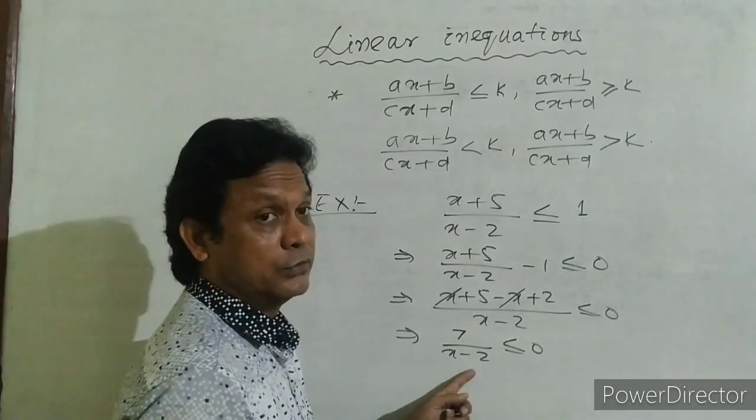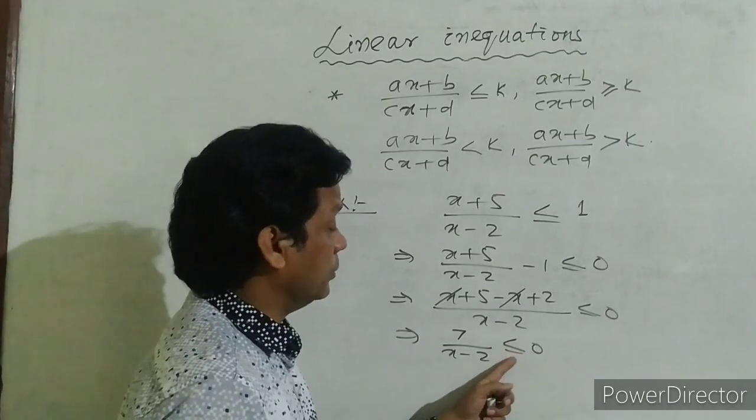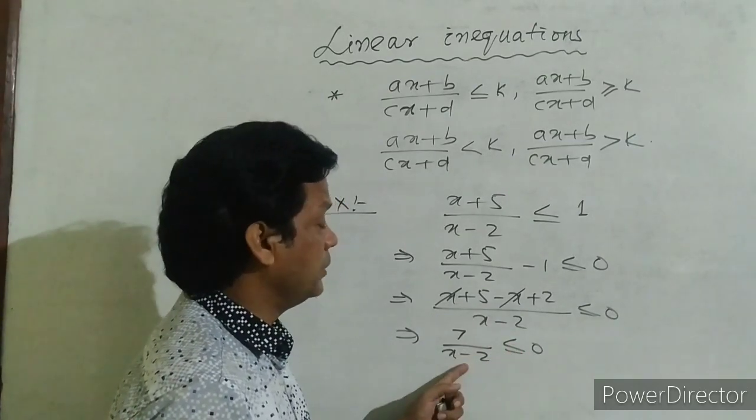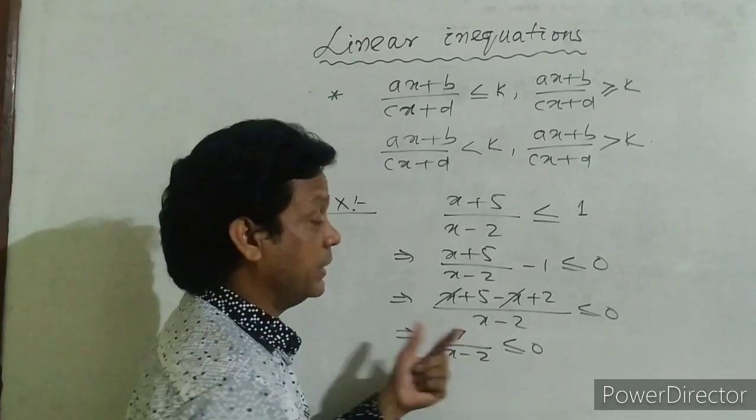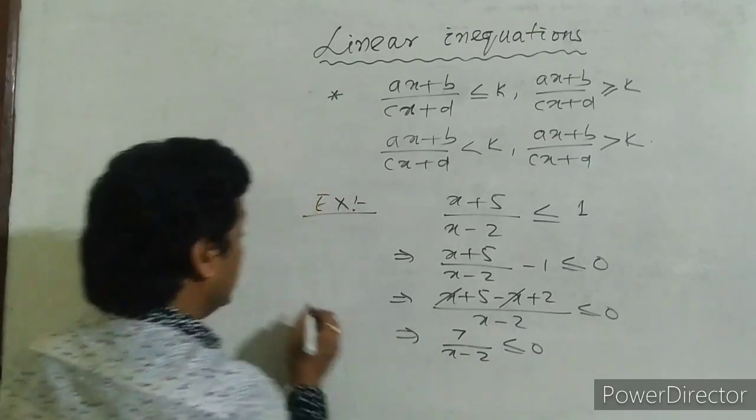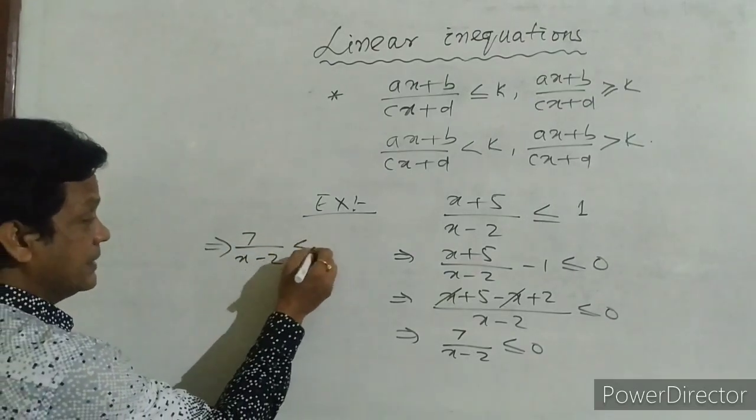And P by Q less than or equal to 0, but equal to 0: under what condition will P by Q be 0? If the numerator is 0. But here the numerator is 7, so it cannot be 0. So in that case you should write 7 by x minus 2 must be less than 0 only.